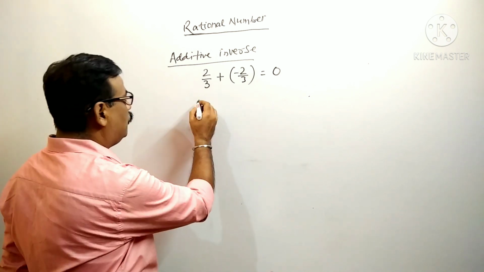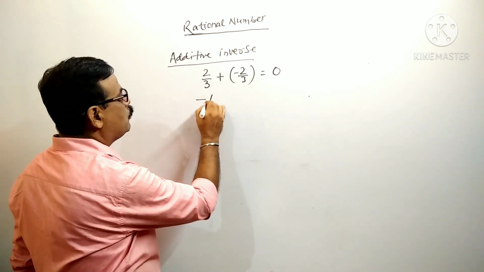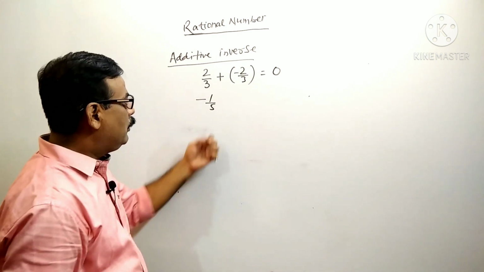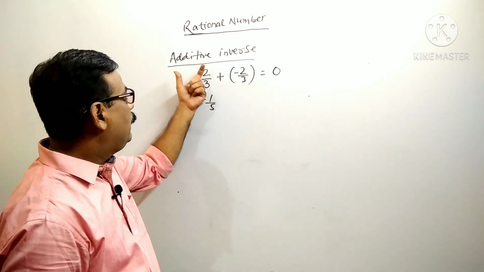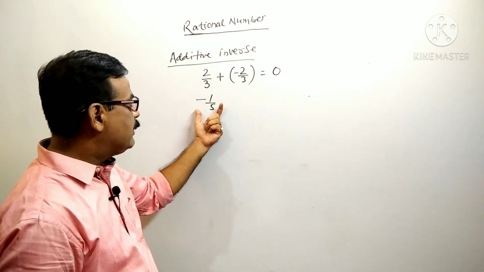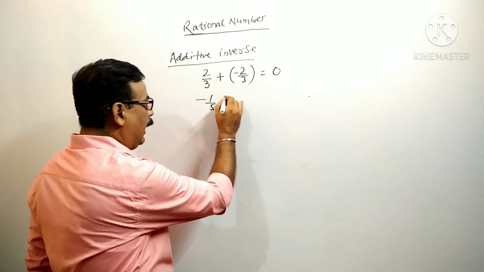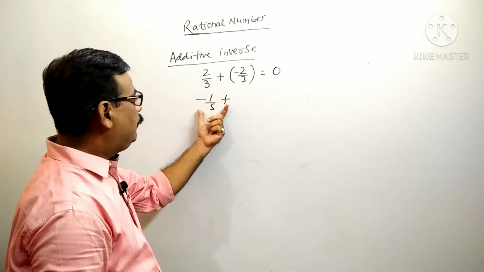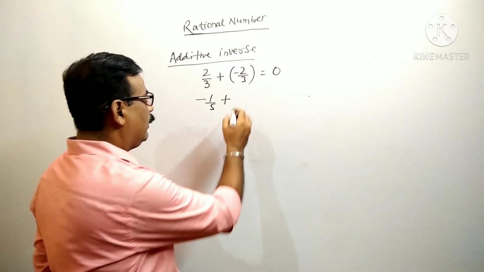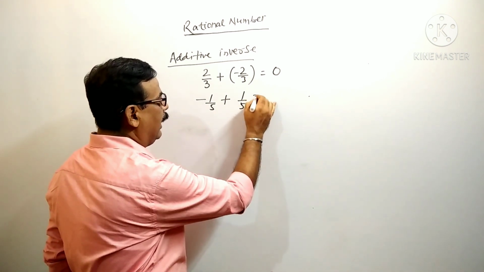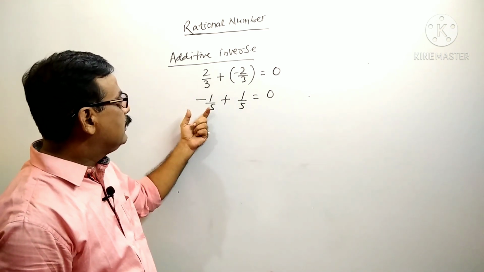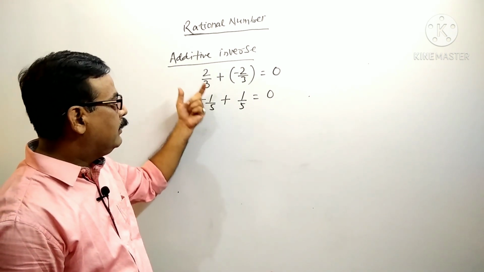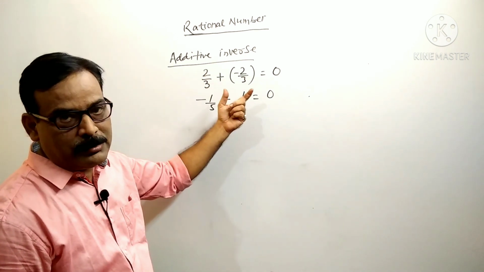Suppose another example, here we are putting minus 1 by 5. Minus 1 by 5 is a rational number and you have to find what will be the additive inverse of this number. So we have to add the opposite of this rational number, that is 1 by 5, and you will get 0 as the result. So this is an example of additive inverse.